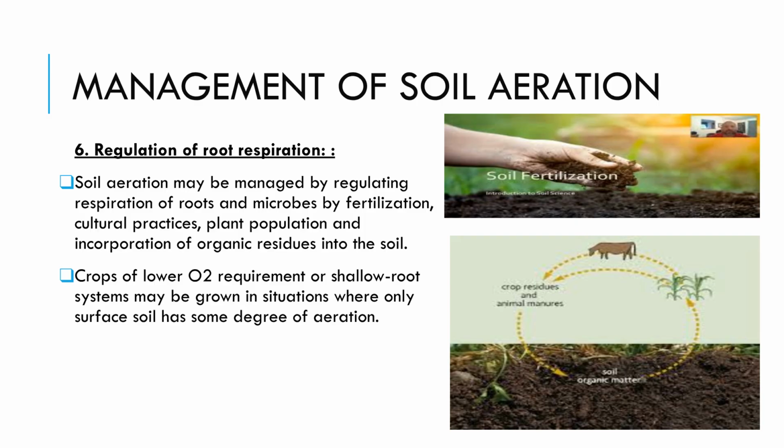Soil aeration can be managed by regulating the respiration of roots and microbes through fertilization, cultural practices, plant population, and organic residue incorporation. Crops with lower O2 requirements or shallow root systems are suitable for areas with surface aeration.